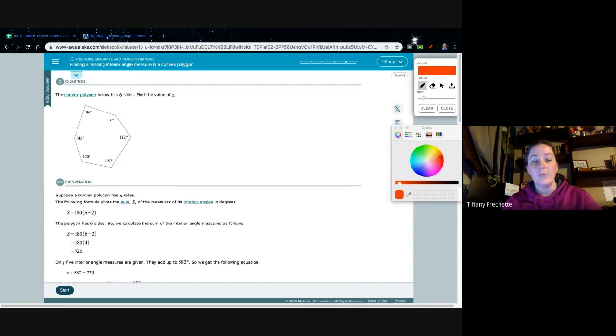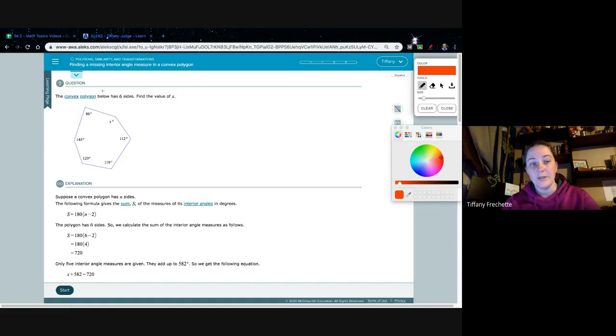So we're going to use this equation to find this one. Really, we just ask how many sides it has. It tells us 6 sides. If you didn't notice that, you could count them. So we plug 6 in here for n. 6 minus 2 is 4, and when we multiply, we get 720. So this is what they have to add up to in total.